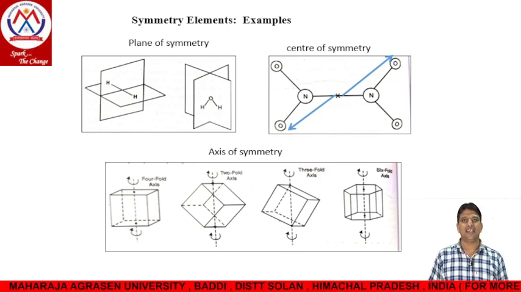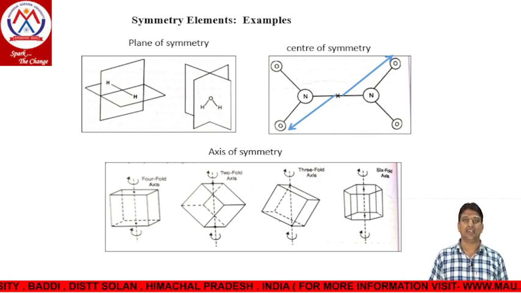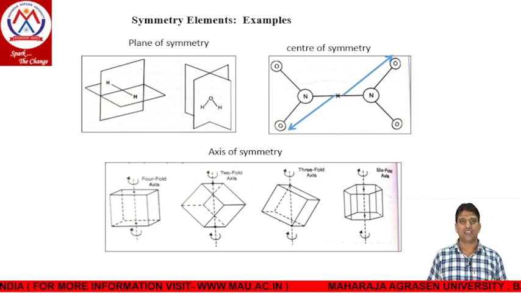Next is center of symmetry. In center of symmetry, an imaginary point is considered at the center of the molecule, and then a line is drawn through that point. If we get the same atom in the opposite direction, then the molecule has a center of symmetry. For example, N2O5 has a center of symmetry. Next is axis of symmetry. In axis of symmetry, an imaginary axis is passed through the center of the molecule, and after rotation it gives an equivalent configuration. So these are the examples of center of symmetry and axis of symmetry.